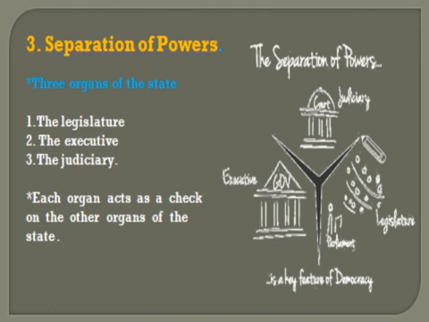So what is the meaning of separation of power? It means the power is divided among the three organs of the government. It is not concentrated in one hand, and all these three organs are at equal level and they control each other with check and balance.